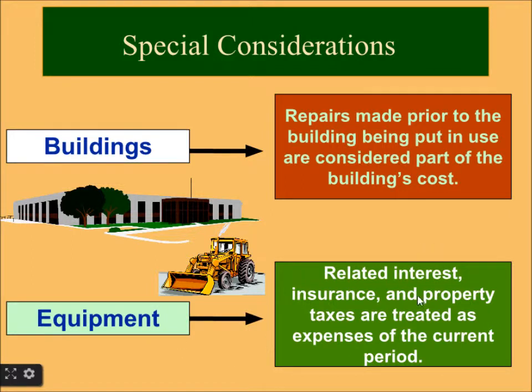In case of equipment, related interest, insurance, and property taxes are treated as expenses of the current period. So in case of equipment, this is slightly different because we have to consider the interest, insurance, and the property taxes, which are treated as expenses for the current period.